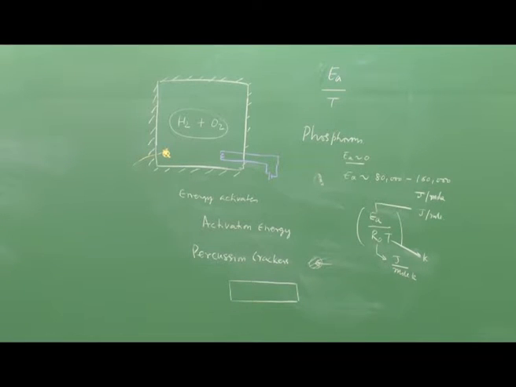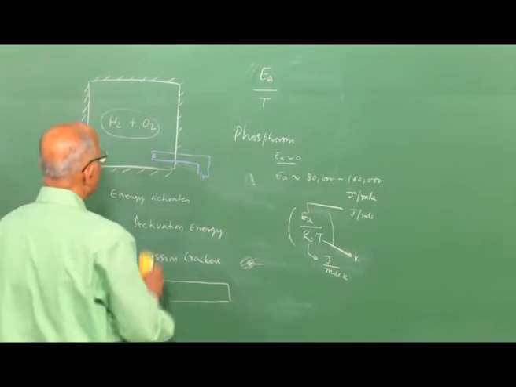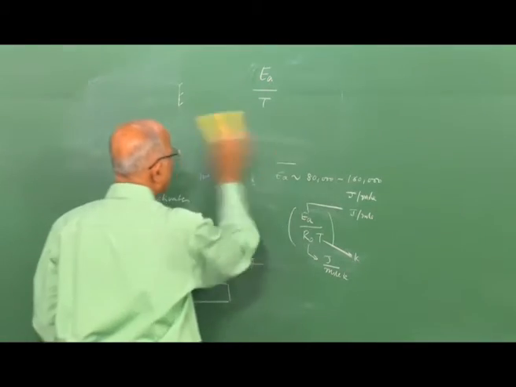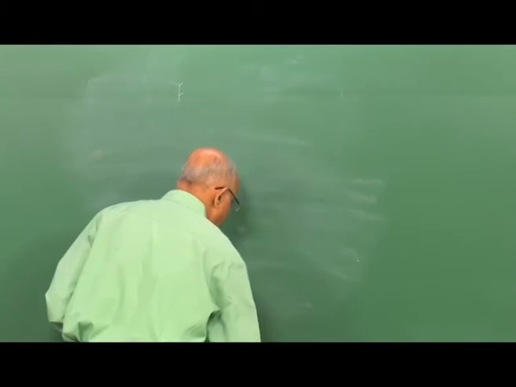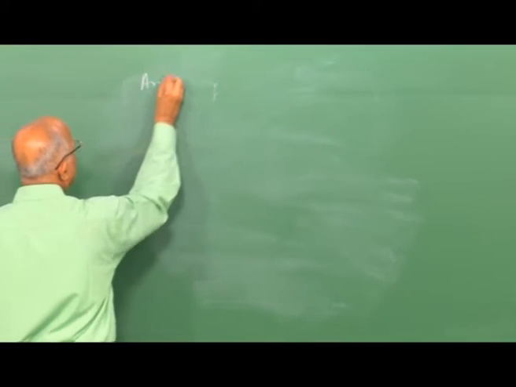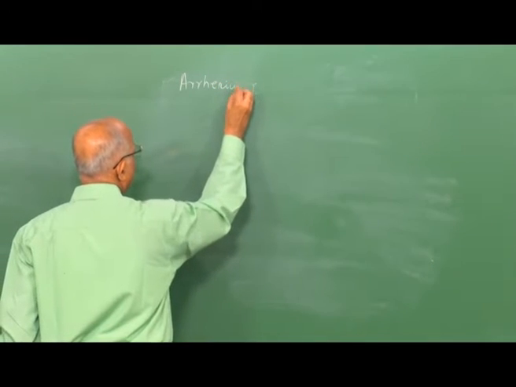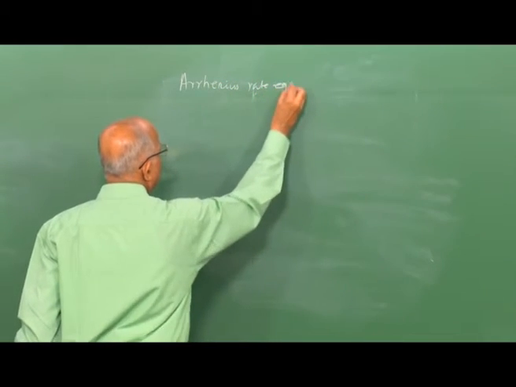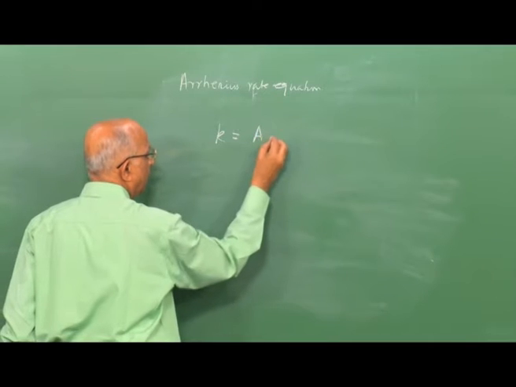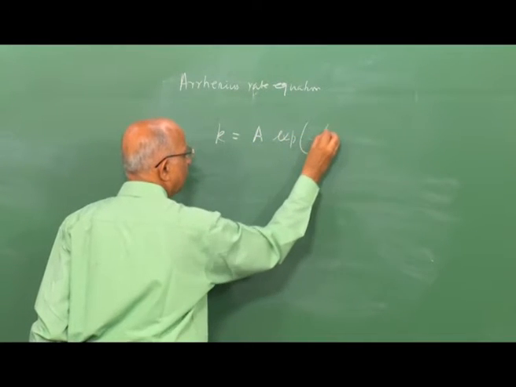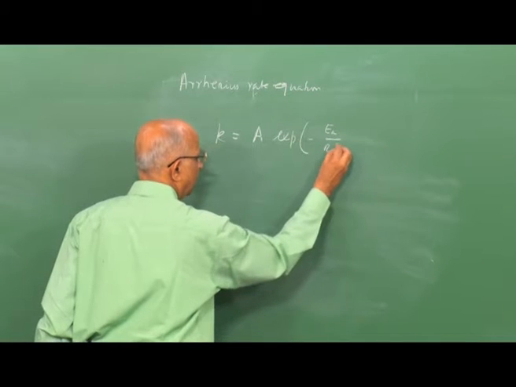K has different units depending on the order of reaction, but whatever the units, I can relate it to something like EA by R naught T, and the equation which does this is known as the Arrhenius rate equation. Let's put that down. Arrhenius says K is equal to a constant into exponential of minus EA by R naught into T.